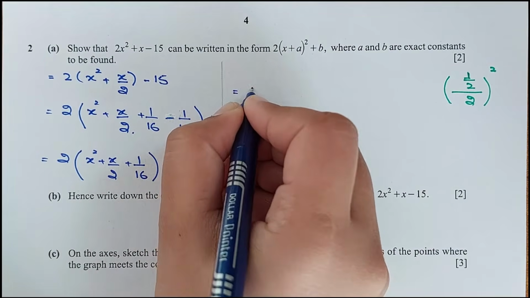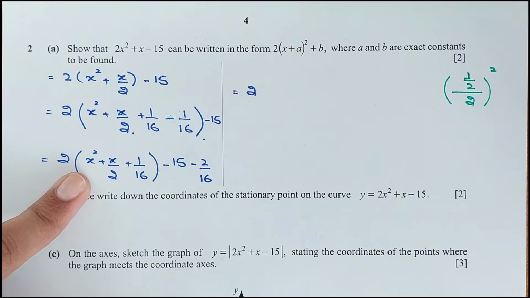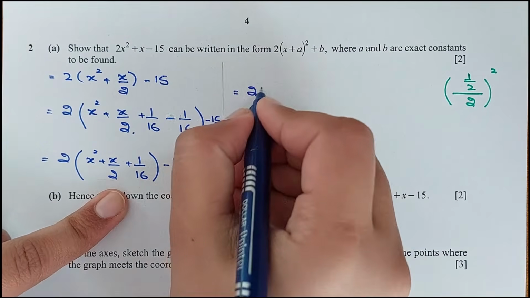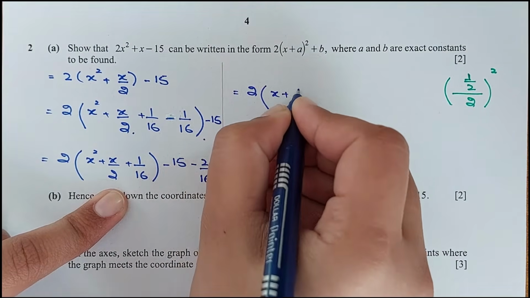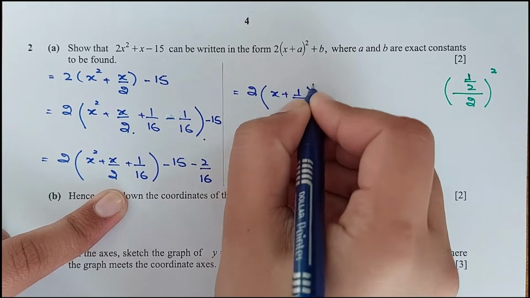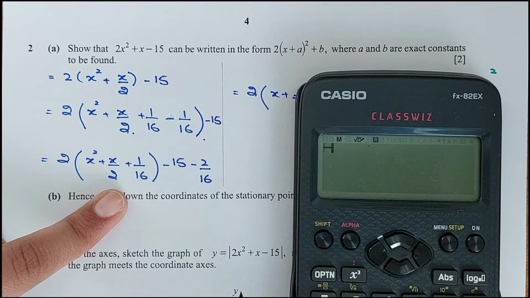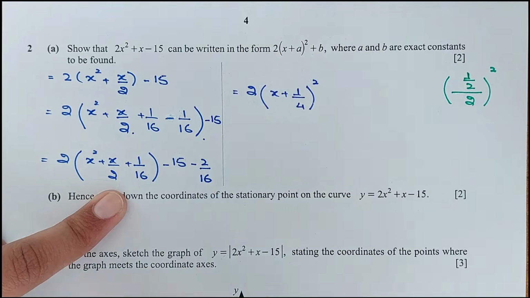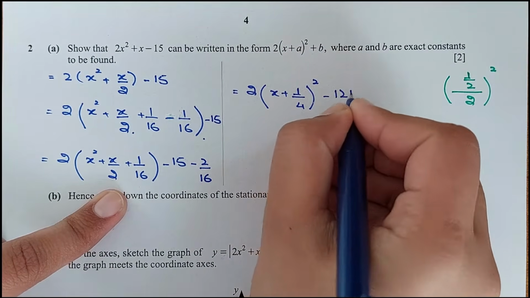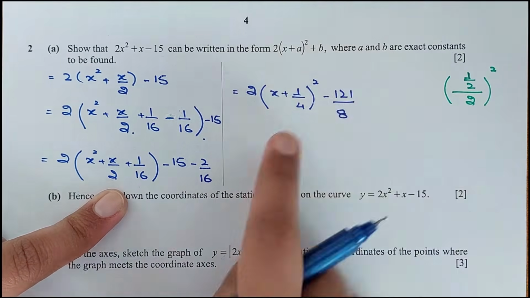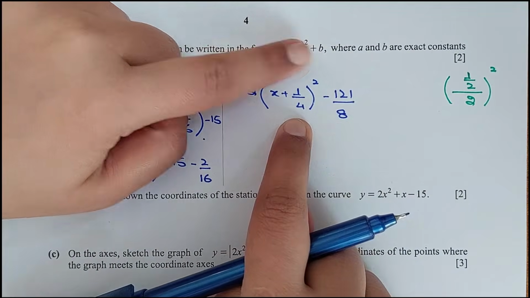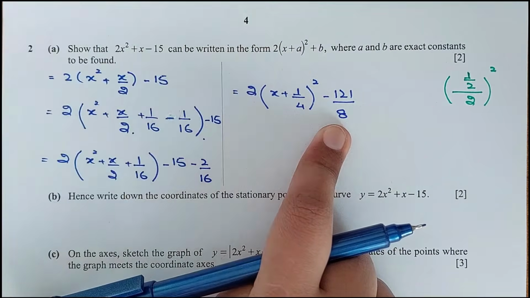Now let's complete the square. We have 2 times x squared, 1 over 4 squared, so this is x plus 1 over 4 whole squared. And simplify this term: minus 2 over 16 minus 15, which is minus 121 over 8. So the a value is 1 by 4 and the b value is minus 121 over 8.